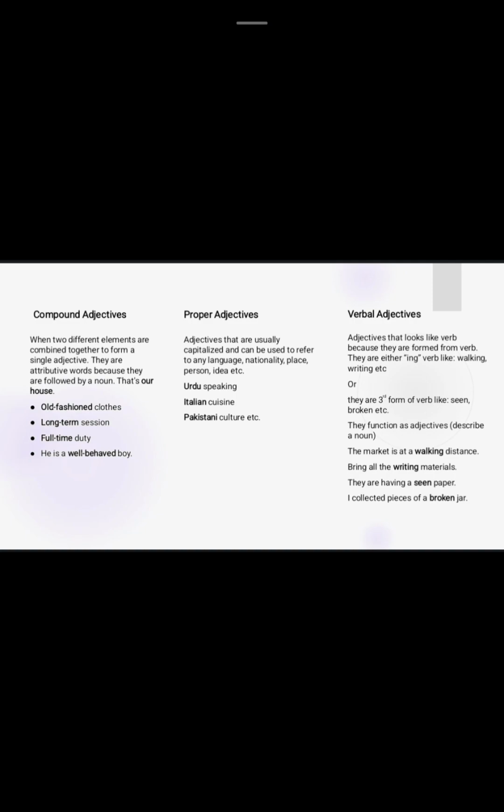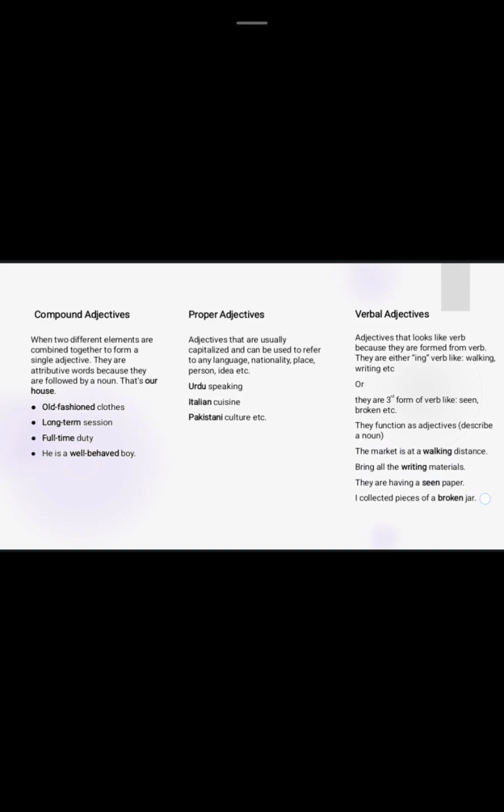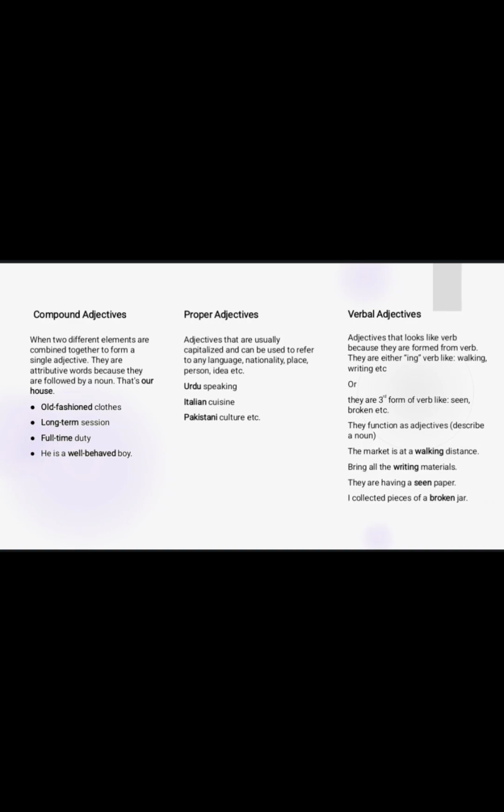Now, compound adjectives. When two different elements are combined together to form a single adjective, they are attributive words because they are followed by a noun. That's our house. This was an example. Now here are further examples. Old-fashioned clothes, long-term sessions, full-time duty. Now, proper adjectives. Proper adjectives are usually capitalized and can be used to refer to any language, nationality, place, person, idea, etc. For example, Urdu speaking, Italian cuisine, Pakistani culture, etc.